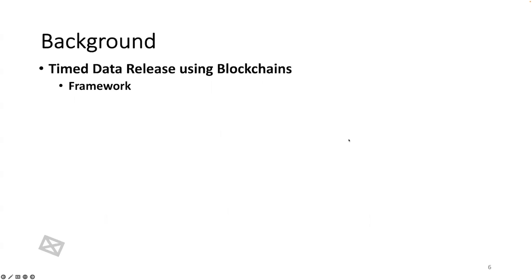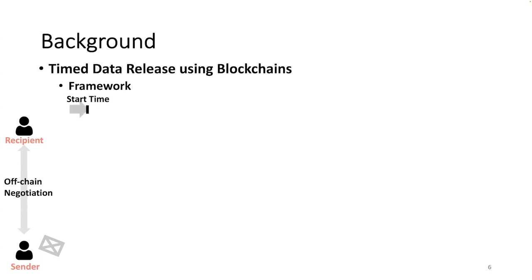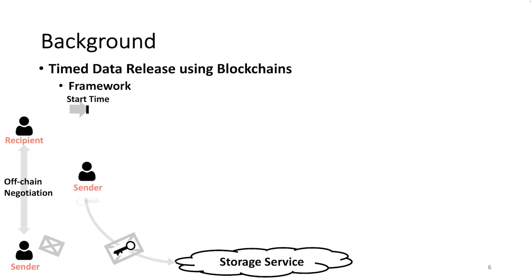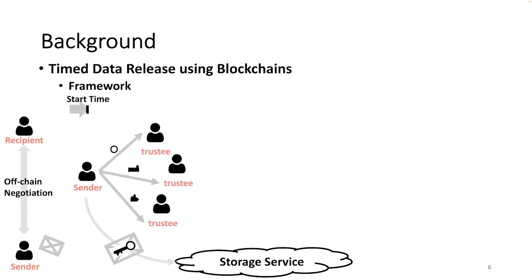Let us see a general framework of the blockchain-based design, which is described as follows. A sender and a recipient first negotiate a new service, specifically preparing the data and the prescribed release time. At the start time, the sender encrypts the data with a secret key and sends the encrypted data to a storage platform, and then splits the key into multiple secret shares and recruits a group of trustees to protect the secret shares.